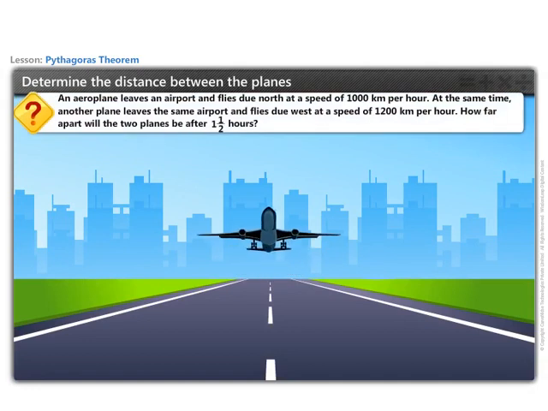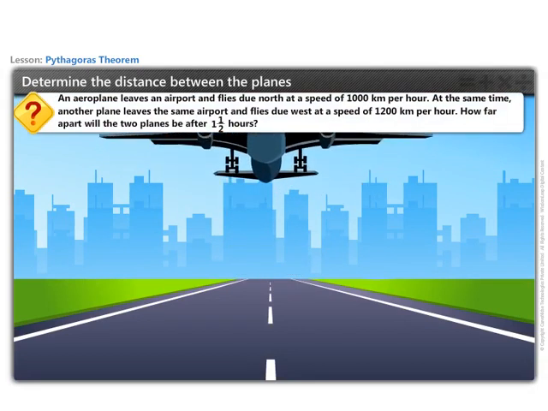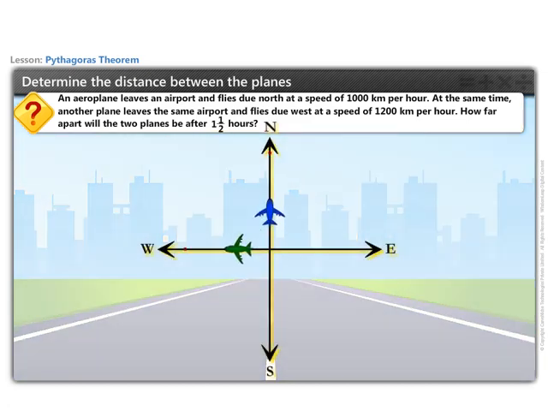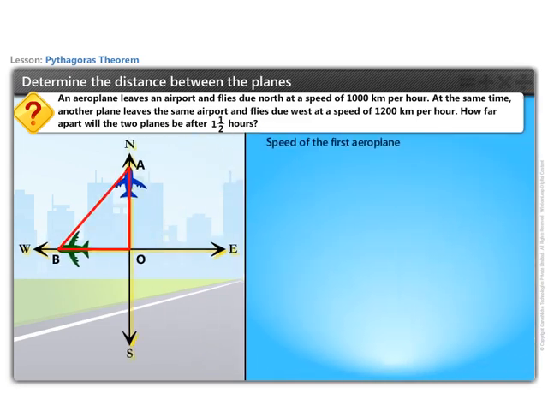An aeroplane leaves an airport and flies due north at a speed of 1000 km per hour. At the same time, another aeroplane leaves the same airport and flies due west at a speed of 1200 km per hour. How far apart will the two planes be after 1.5 hours? Let OA be the distance covered by the first airplane and OB be the distance covered by the second aeroplane.